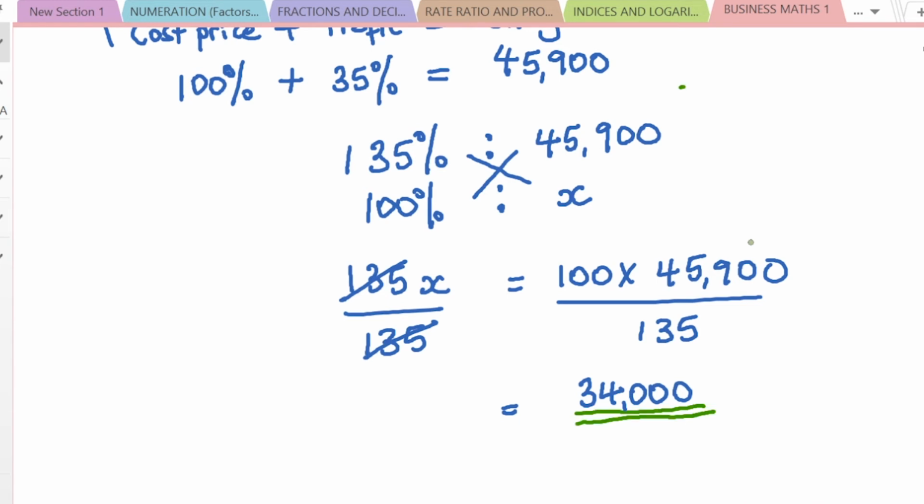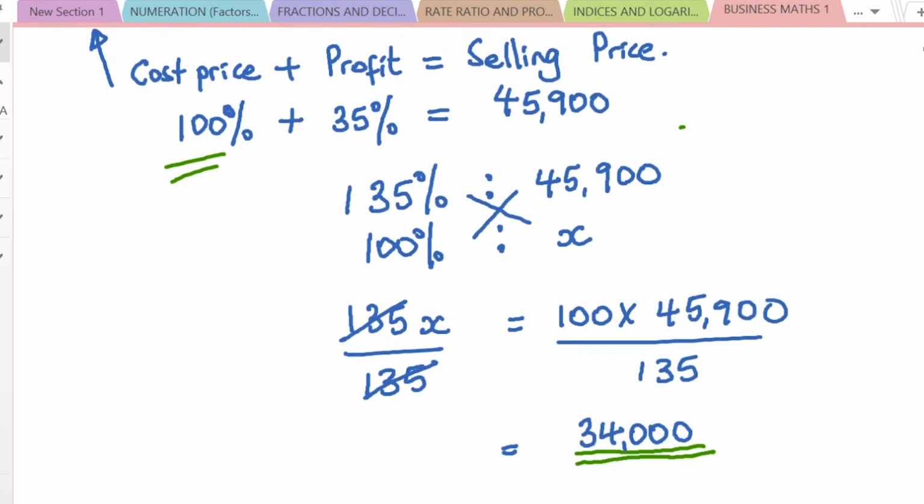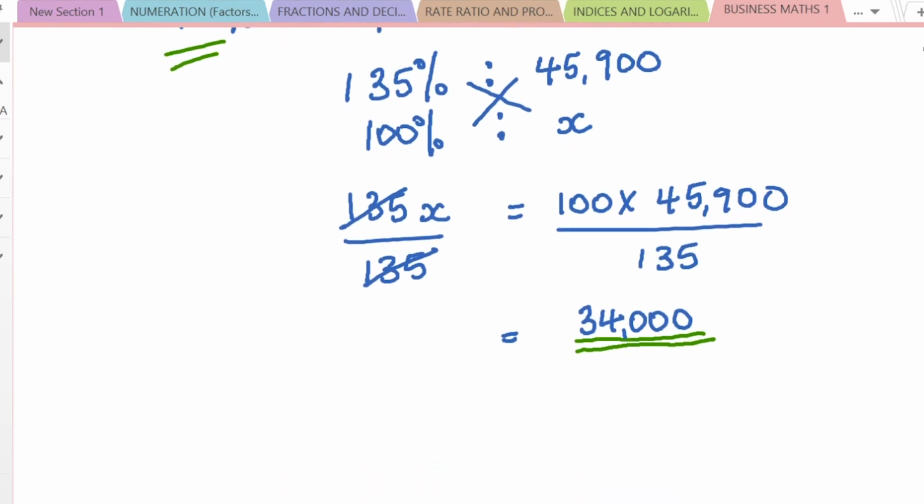so the 34,000 represents the amount of money that we used to buy the thing, the cost price. This 34,000 represents the 100%, which so happens to be the cost price. But the question says, how much profit did he get? So let's go ahead and calculate the profit.